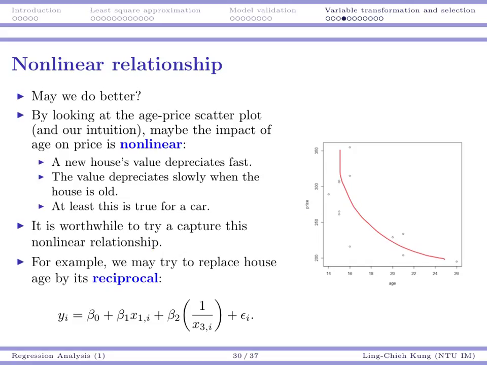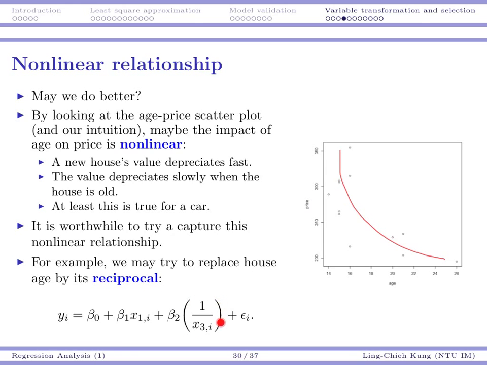One possible way to do that is to replace house age by its reciprocal. Previously, here we put x3i. Now let's replace it by its reciprocal. Then that means we are trying to capture the fact that when x3 goes up, yi goes down in a nonlinear way.